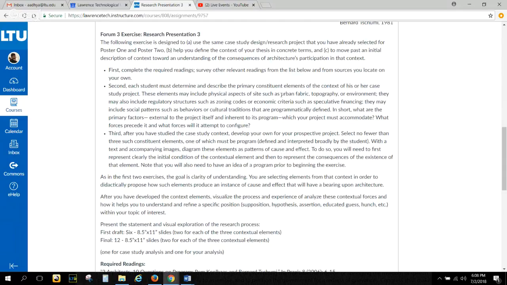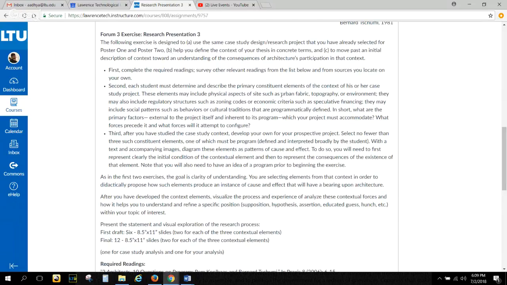Okay? And so these 2 things, the case study analysis of the contextual elements, 2 to 3, and the contextual element development for your project, where one should be program and the other 2 can be anything, need to be combined for the final presentation. They need to be combined into between 9 and 12 slides, 8.5 by 11, for the final, which would be due Sunday or maybe next Tuesday as of now. Let's consider that it's on Sunday.